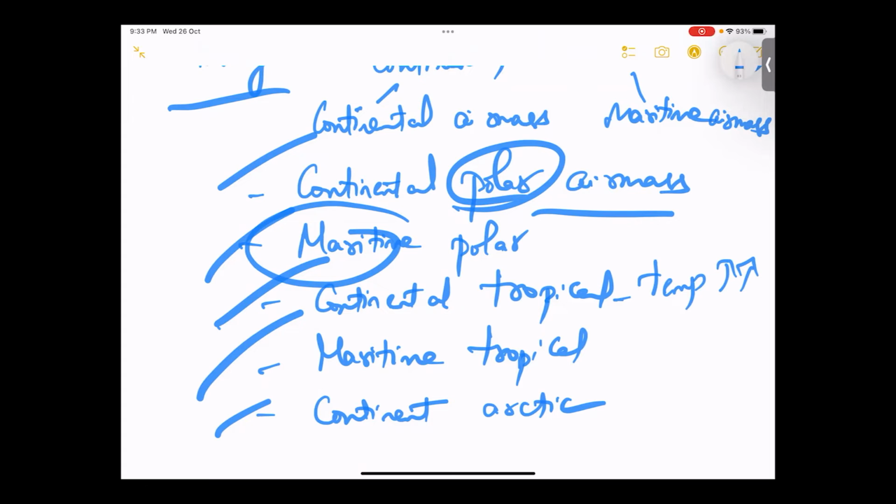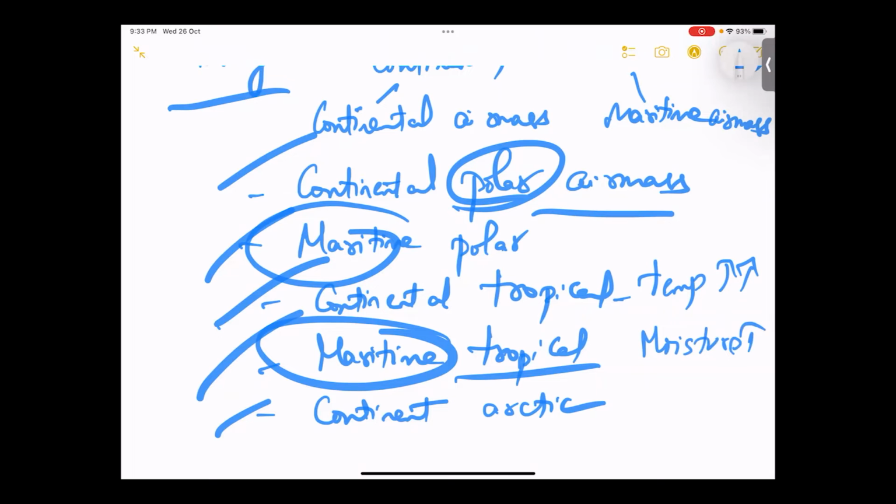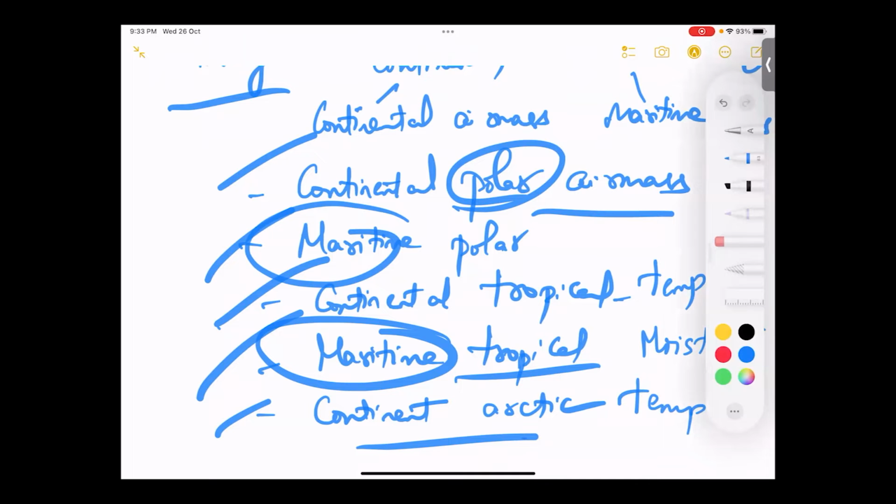And because it's coming from the waters of the tropical region, the moisture content is more because of the water vapor content. And finally, the continental Arctic air mass comes from the poles. So the temperature is low, and also there is no water vapor. So these are the characteristics of air masses.